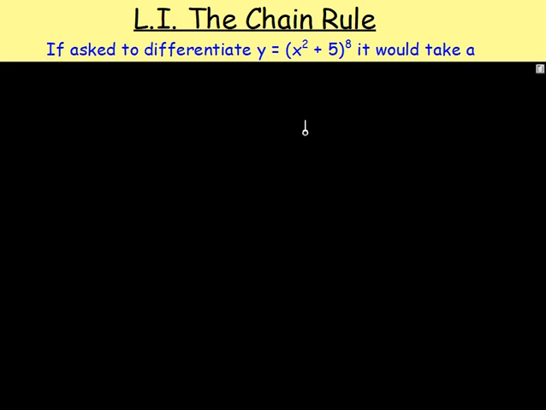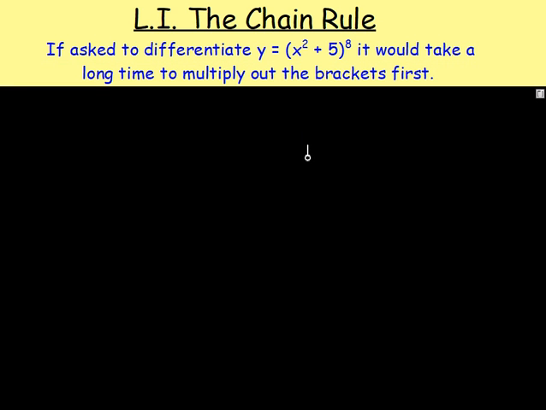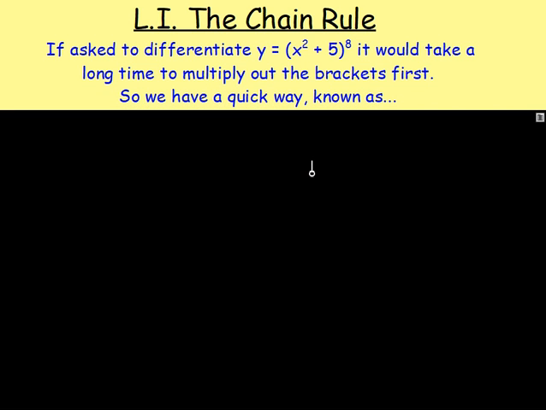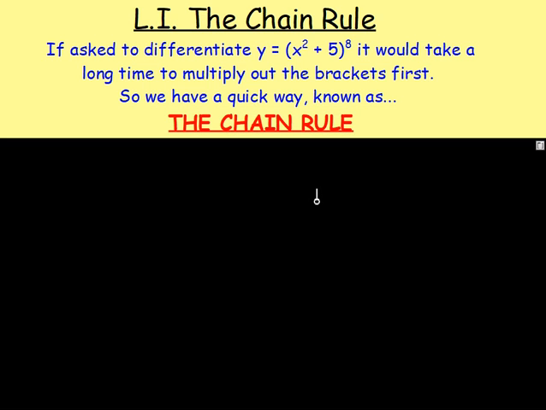The disadvantage of multiplying out the brackets first is it would take you an awfully long time because you'd have x squared plus 5 times x squared plus 5 times x squared plus 5 times x squared plus 5 and so on 8 times. So you'd have to multiply it all out and that would take you forever. So there is another way of doing it. There's a quick way and that is known as the chain rule.